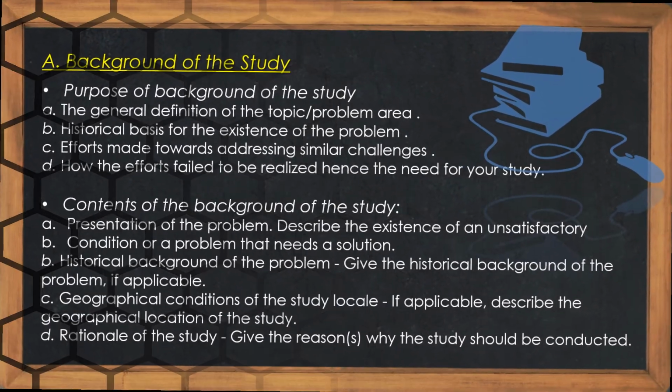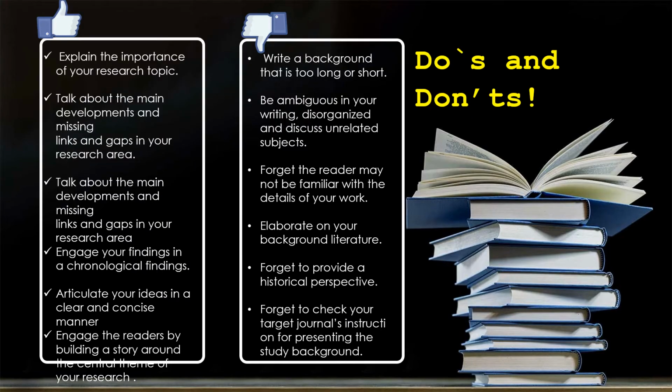Okay, so the do's and don'ts. So this will be the do's, no? Explain the importance of your research topic. Talk about the main development and missing links and gaps in your research area. So it is important for us to identify the missing links and the gaps in the research area.